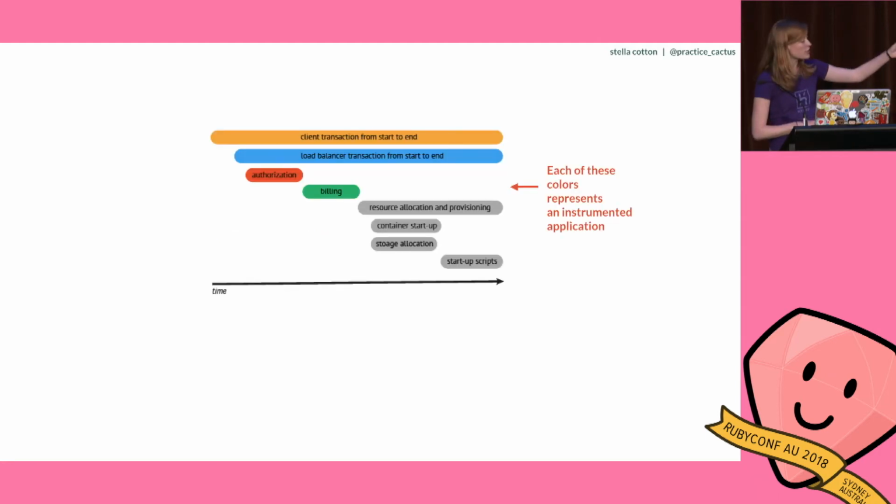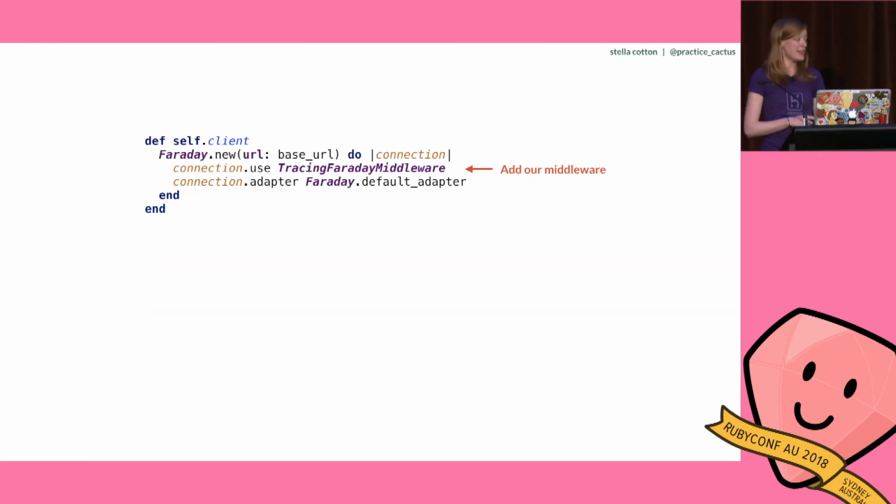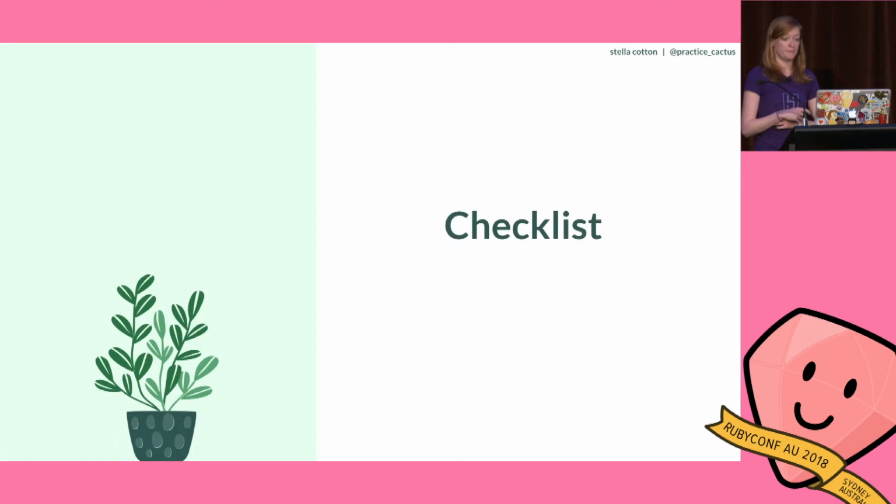And so each of these colors would represent an instrumented application. And so with the incoming instrumentation, we record the server send and server receive. We also want to record that we're starting a client request and ensure that we are receiving a client request. And like we did before, we're going to add in our middleware, so add it into Faraday here, and it'll start tracing. So these are some of the basics around how distributed tracing works.